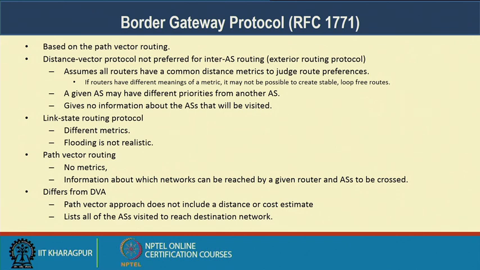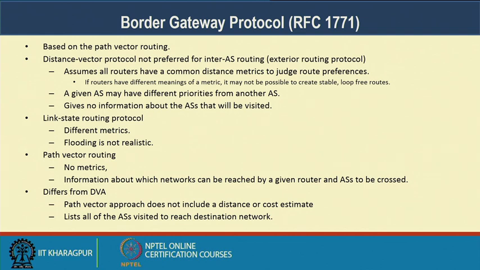So, if routers have different meanings of a metric, it may not be possible to create a stable, loop-free routing. In distance vector, the distance or cost is assumed to be the same for all. A given AS may have different priorities from another AS based on the metrics, and it gives no information about the AS that will be visited, right. There is no summarized information about the AS. So, it is not preferred.